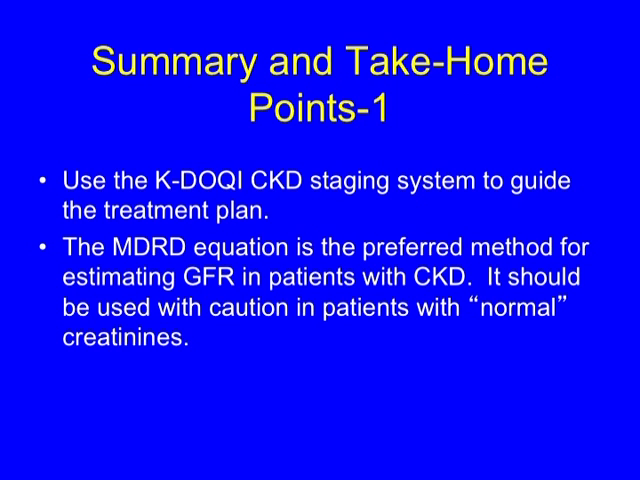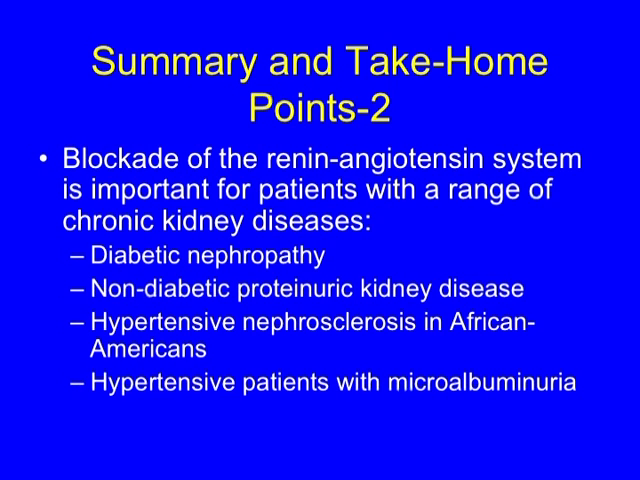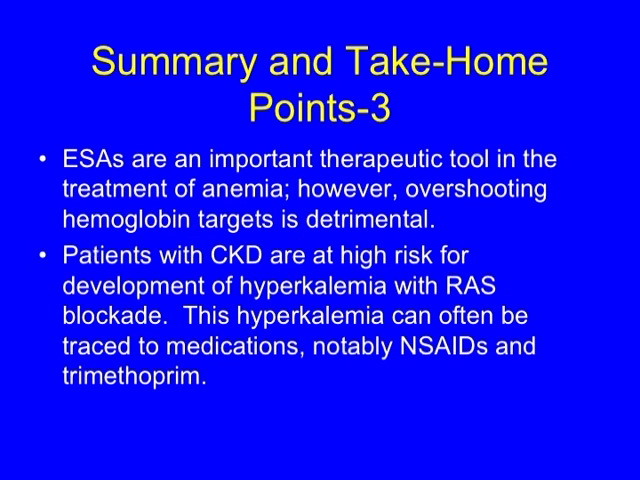So, to summarize, use the K-DOQI CKD staging plan to guide your treatment. The MDRD equation is the preferred method for estimating GFR in patients with CKD. However, it should be used with caution in patients with more normal or lower serum creatinines. Blockade of the renin-angiotensin system is important for patients with a range of chronic kidney diseases: diabetic nephropathy, proteinuric kidney diseases not related to diabetes, hypertensive nephrosclerosis in African Americans particularly, and in hypertensive patients with microalbuminuria. ESAs are an important therapeutic tool in the treatment of anemia. However, overshooting hemoglobin targets is detrimental.